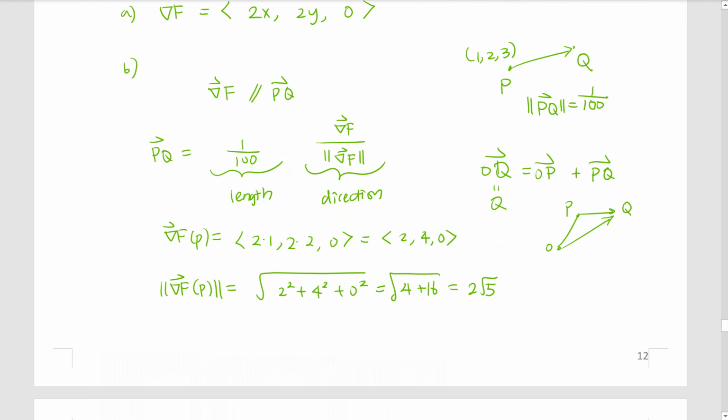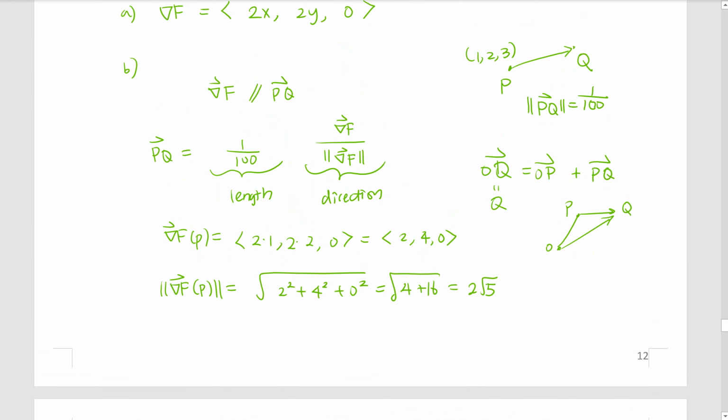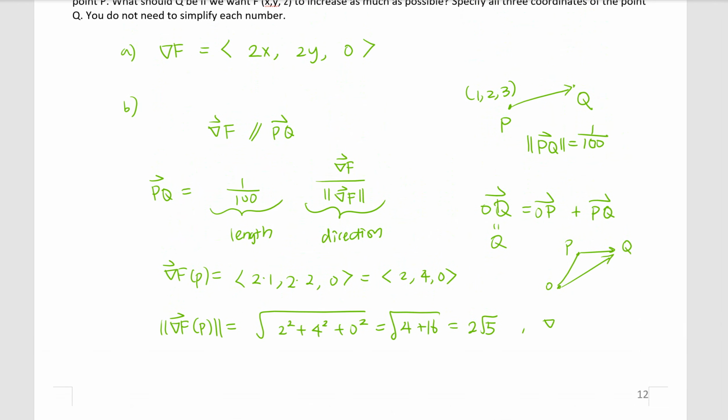Then what is the unit vector? Let me try to write smaller here. So then the unit vector is going to be (2, 4, 0) over 2 root 5. You can see I can get rid of the 2. Then we have 1 over root 5, 2 over root 5, and 0. Okay, so PQ is 1 over 100 times that.